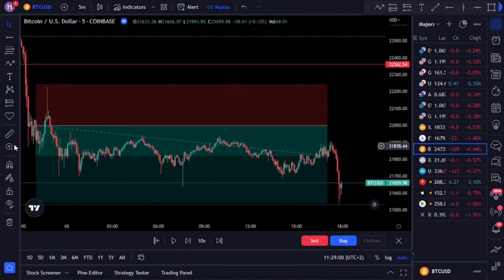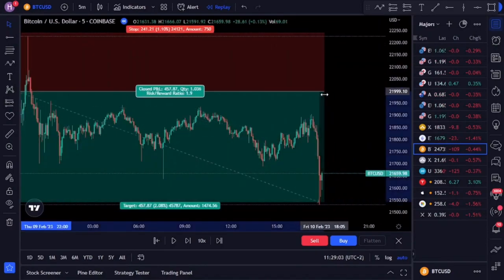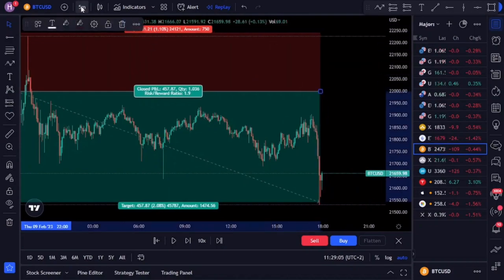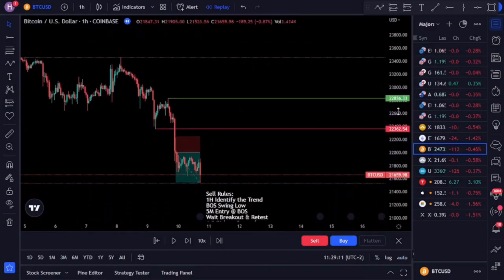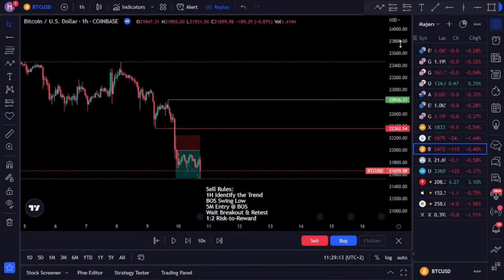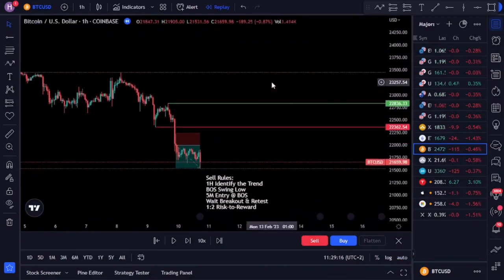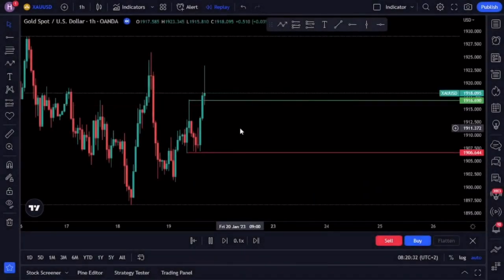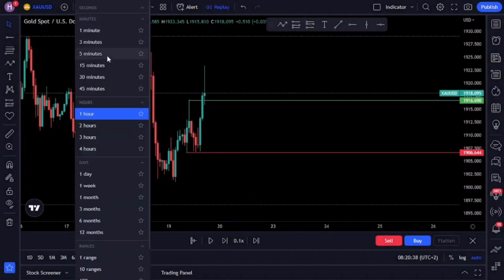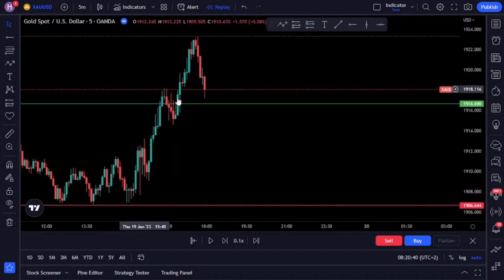By doing this, we are able to align ourselves with the overall trend in the market and always aim for 1 to 2 risk to reward. It is important to wait for the breakout and retest before entering your trade. So the smart money scalping strategy works on different instruments in the market, and feel free to test it for yourself against the instrument that you like trading.